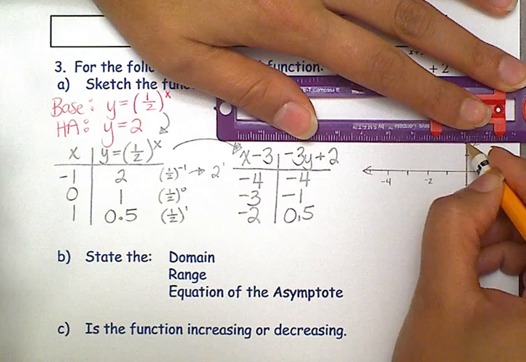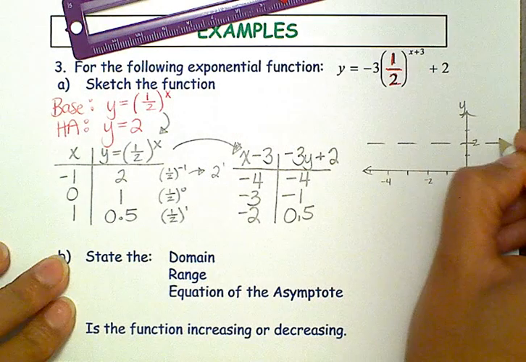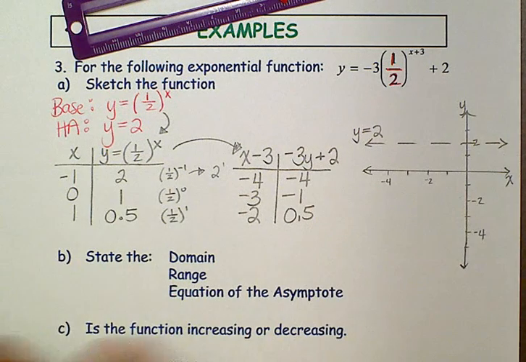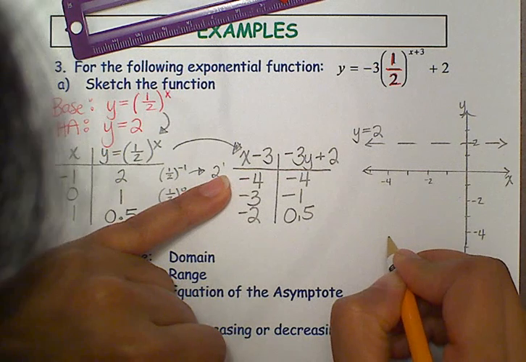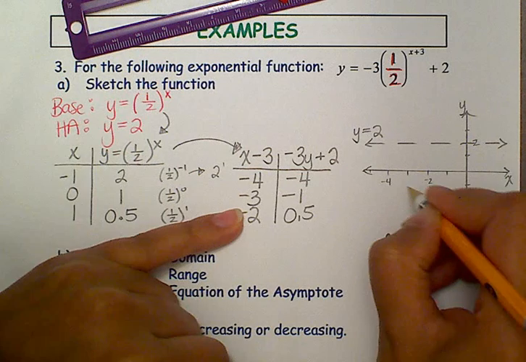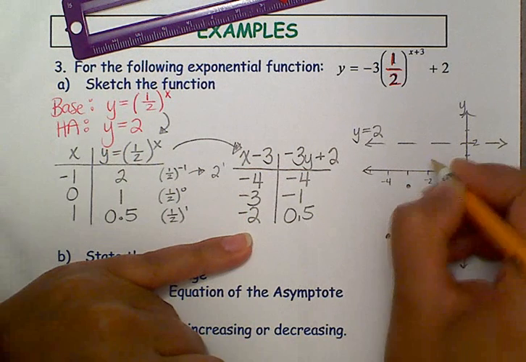The first thing I'm going to graph is my horizontal asymptote, because that's going to create a barrier for my graph. So I have a horizontal asymptote at y equals 2. And then I can plot my points. So -4, -4 is the first point. And -3 and -1 is the second point. And -2 and 0.5 is the third point.